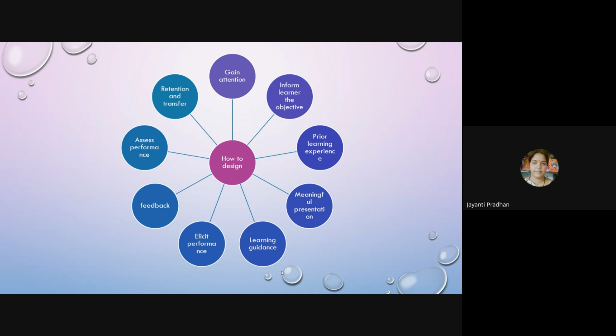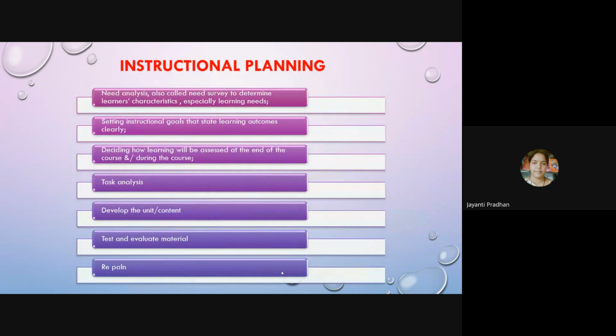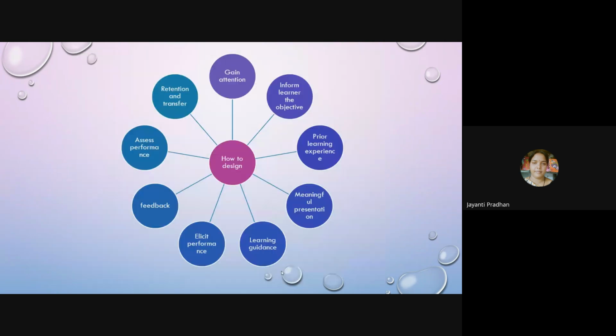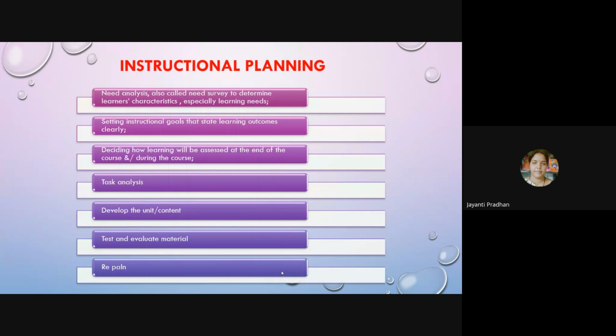So all these things should be placed in a design. So how to design? When we are planning for a design, we must keep these things in our mind. Okay. Next, instructional planning. Again, we know that whatever we have discussed, need analysis. When we are planning how to design, we have discussed here how to design. Now, instructional planning. In the planning stage, for need analysis, the most appropriate way is a survey.